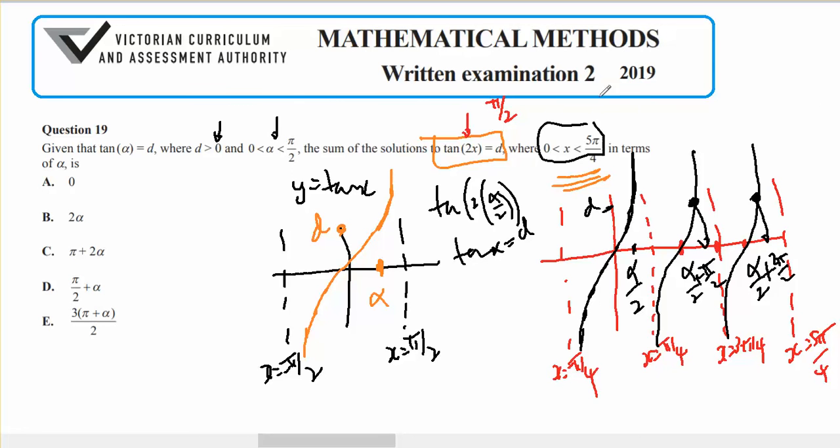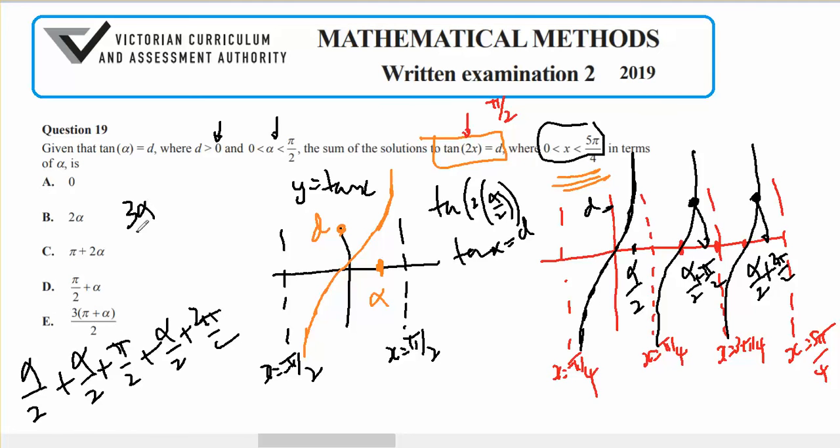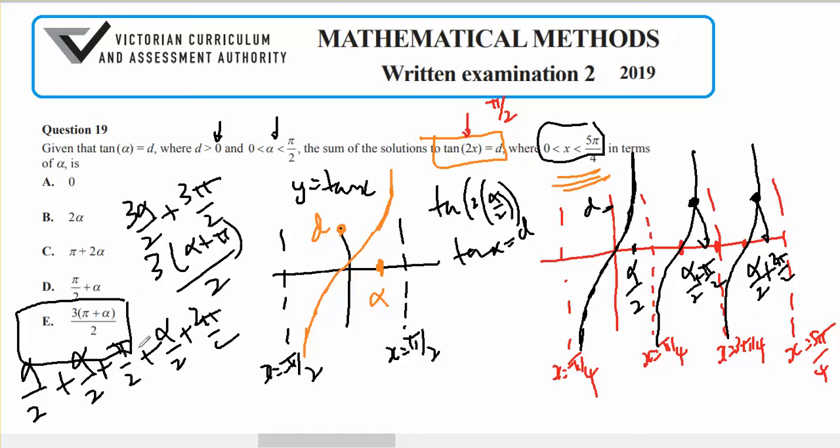So my 3 solutions are alpha on 2, and alpha on 2 plus pi on 2, plus alpha on 2 plus 2 pi on 2. And throwing them all together, it gives me 3 alpha on 2 plus 3 pi on 2, which is 3 outside of alpha plus pi all on 2, and that gives me E as being my option.